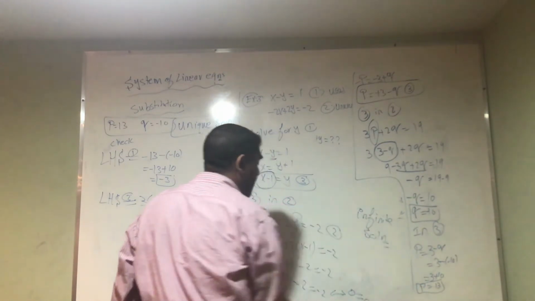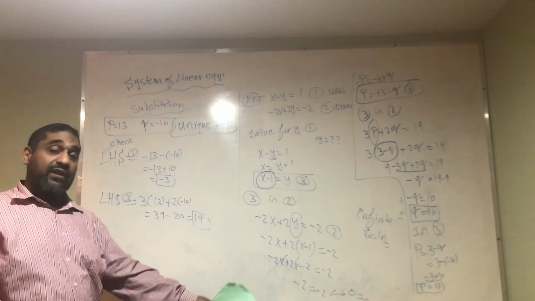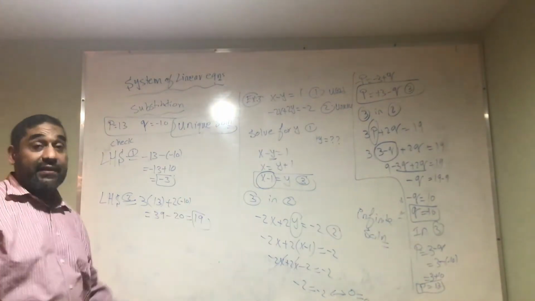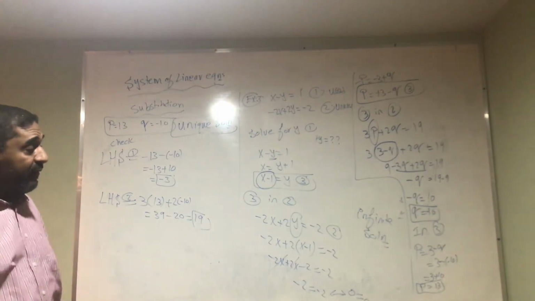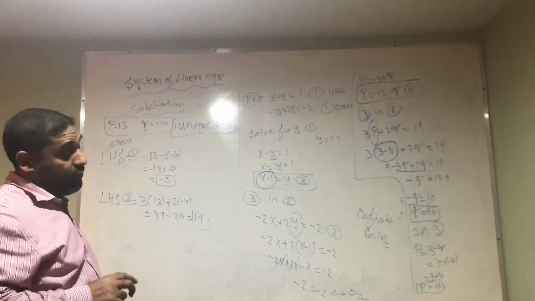Why infinite solution? Because 0 equals 0 means the two equations, or minus 2 equal minus 2, which is correct, they are identical. They are the same. So because of that, we have infinite solution. That is by using substitution here.